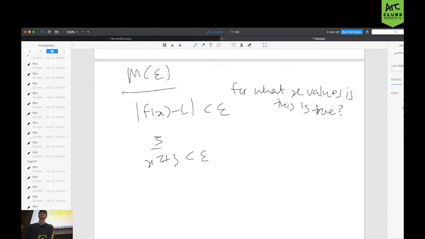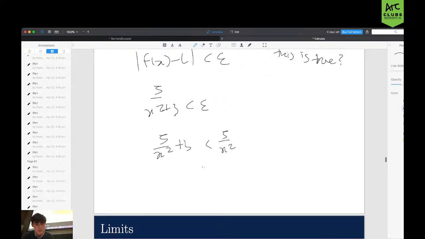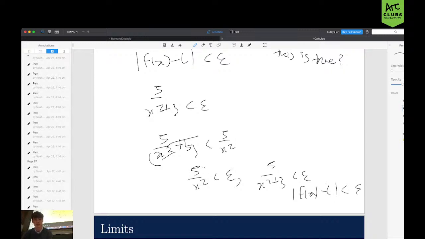And right now the expression is not that simplified because we have that x squared plus 3. But we can notice that 5 on x squared plus 3 needs to be less than 5 on x squared, right? Because by adding 3 to the denominator, we make it larger, so the overall expression is smaller. By removing 3, we make the denominator smaller and the overall expression larger. So because this is true, wherever 5 on x squared is less than epsilon, it is also true that 5 on x squared plus 3 is less than epsilon, and therefore it's also true that the distance between the function and the limit is less than epsilon, right? So let's go ahead and solve that inequality.